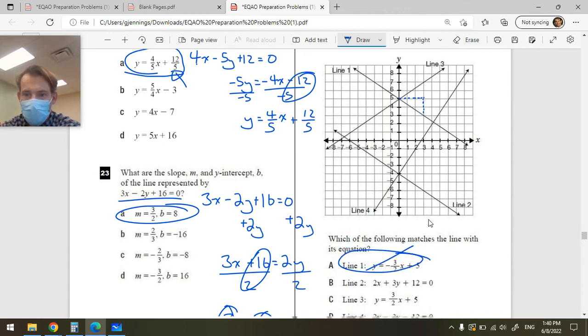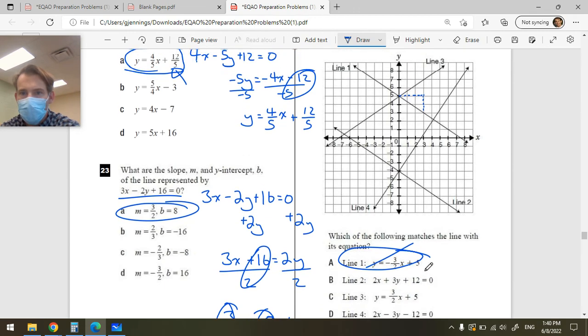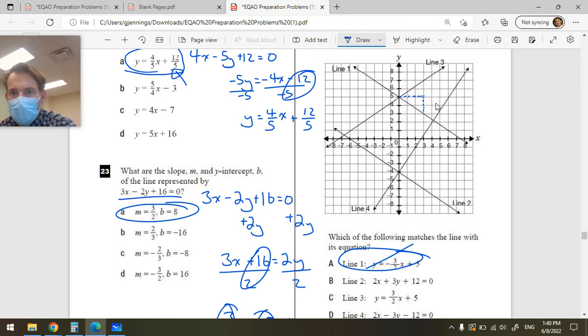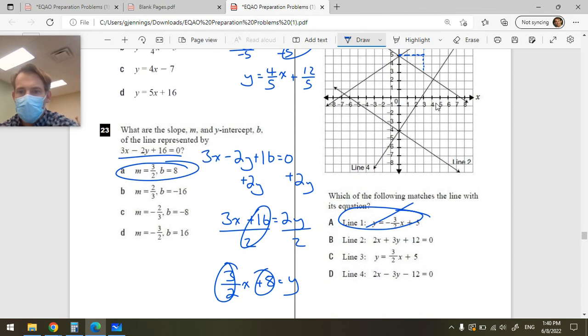It's tantalizingly close. Oh, line 3, 3 over 2 x plus 5. There we go. No, same problem. This is run 3, rise 2. So line 3 would be y is equal to 2 over 3 x plus 5. Okay, so that's not true, that one. So we have to check this one and see which one matches which.